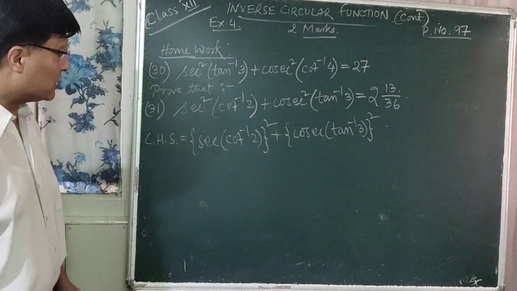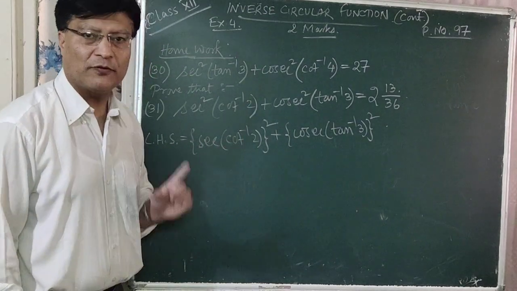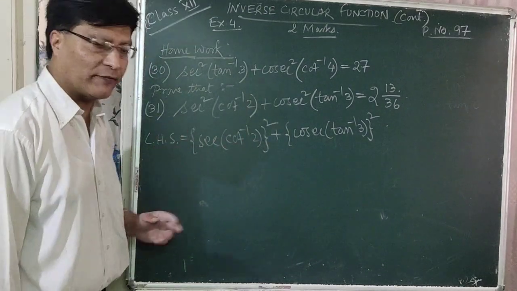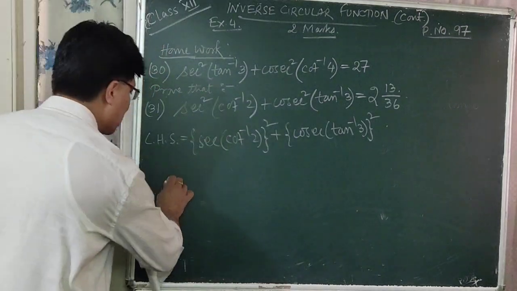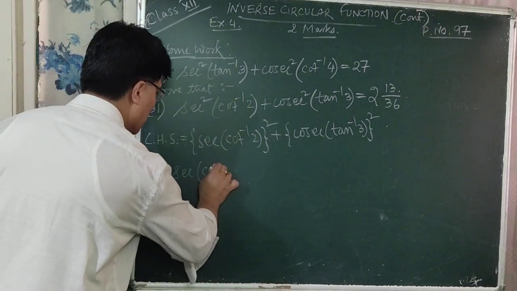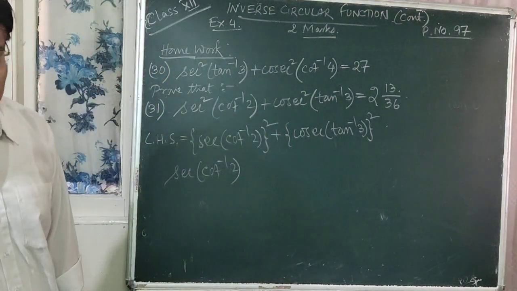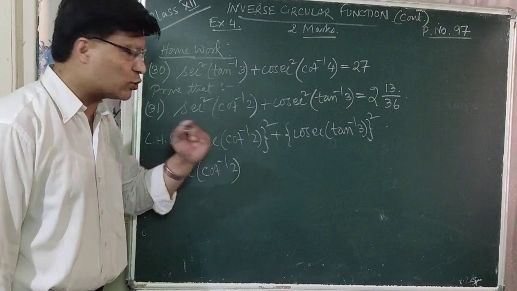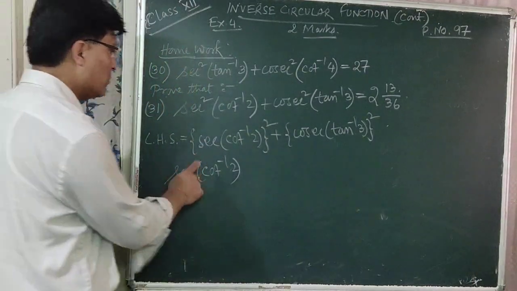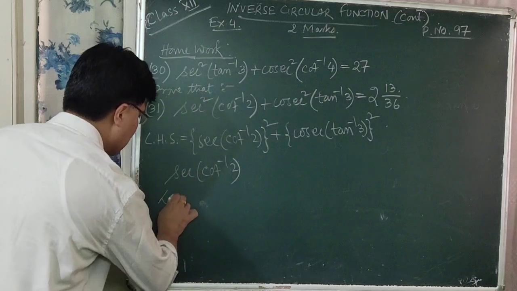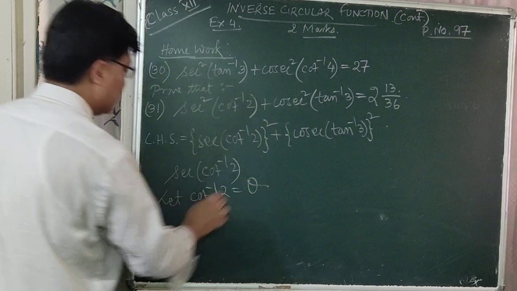Now let us find the value for sec cot inverse 2. First of all, let us find out the value for sec cot inverse 2. So take it outside. Sec cot inverse 2. First we will find the value of cot inverse 2. Let cot inverse 2 be equal to theta.